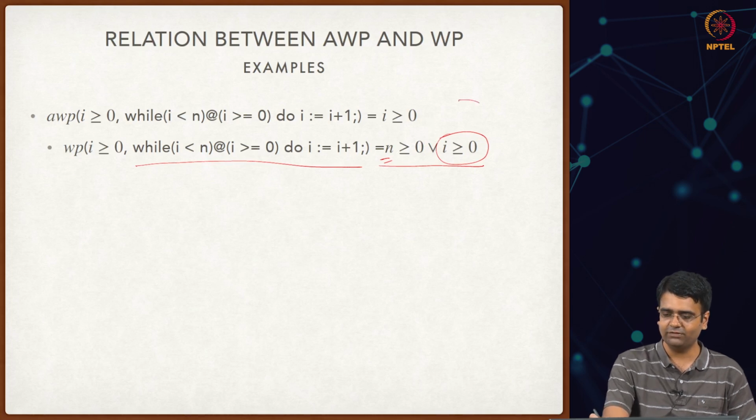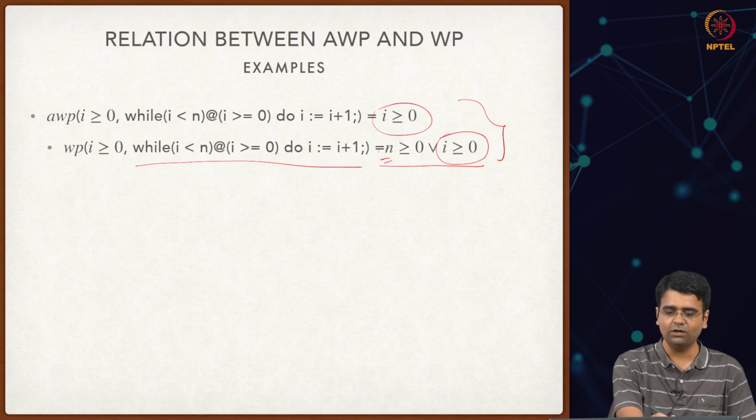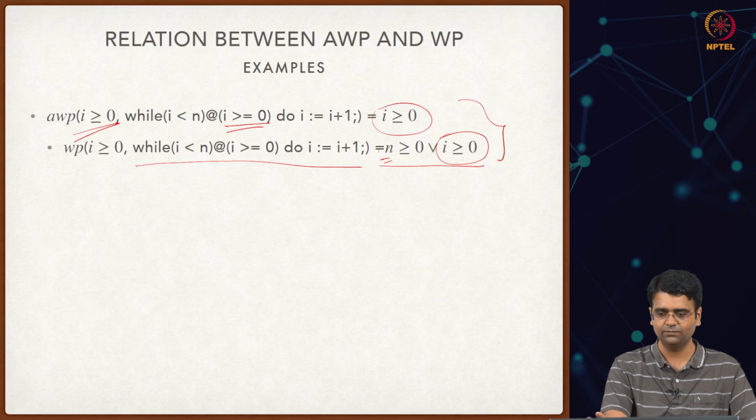So, you can see the difference between AWP and WP. The weakest precondition encodes a much larger set of states than the approximate weakest precondition. But for the sake of proving this postcondition, if I just want to prove that I is greater than or equal to 0, I do not need the weakest precondition. So, I can work with just the approximate weakest precondition, which is just I is greater than or equal to 0.